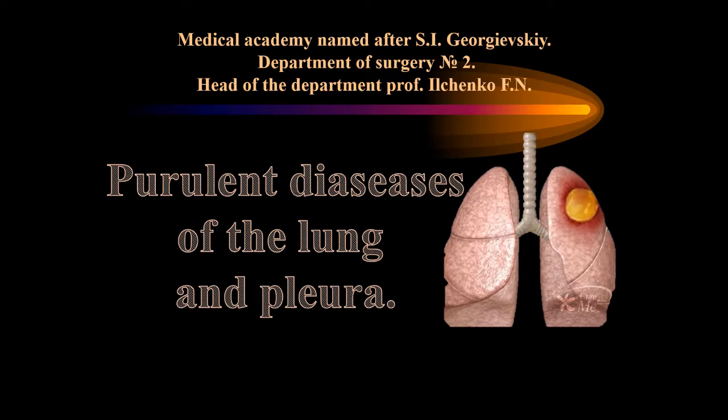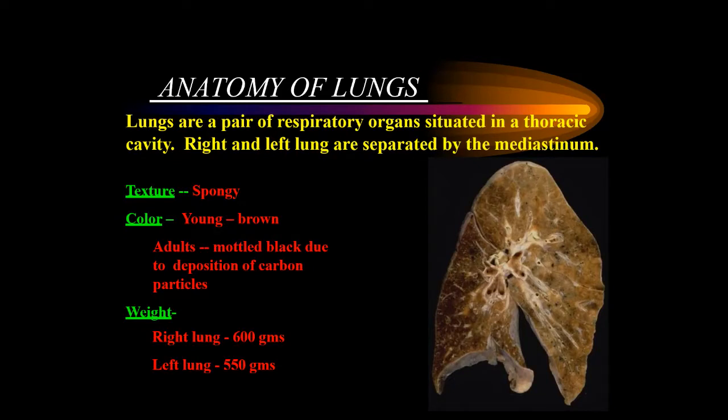The topic of our lecture today will be purulent diseases of the lung and pleura. Anatomy of the lungs. The lungs are a pair of respiratory organs situated in the thoracic cavity. The right and the left lungs are separated by the mediastinum.